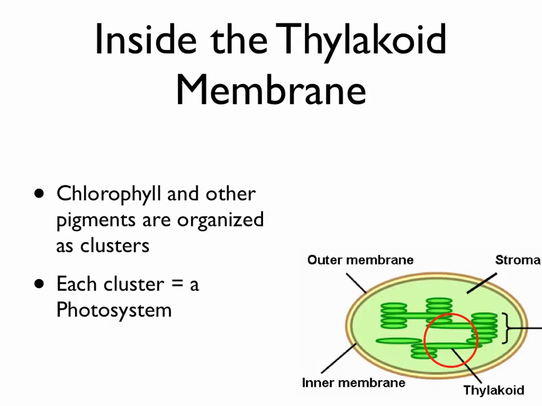Now, what we haven't seen before is that inside the chloroplast, the thylakoid membrane is studded with little clusters of pigments that are called photosystems. And I want you to know that because eventually when we look into greater detail of photosynthesis, it'll become important to know what clusters are in the thylakoid membrane and how they're arranged.